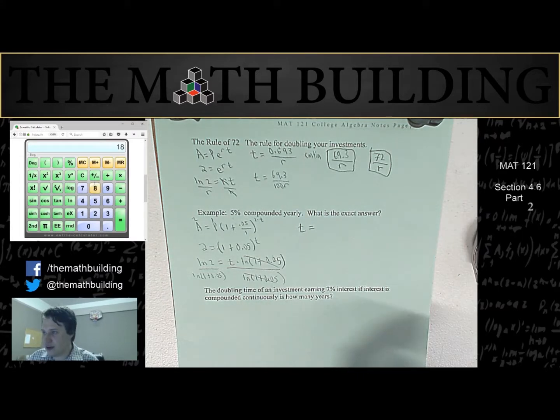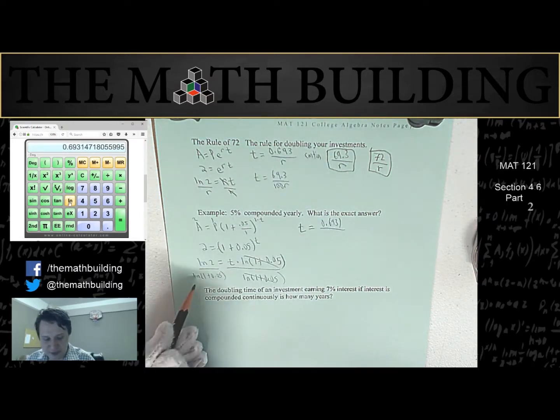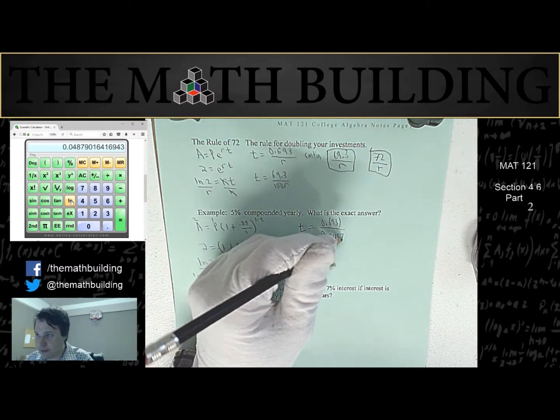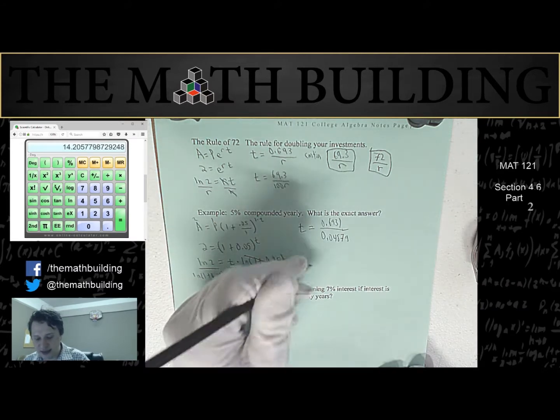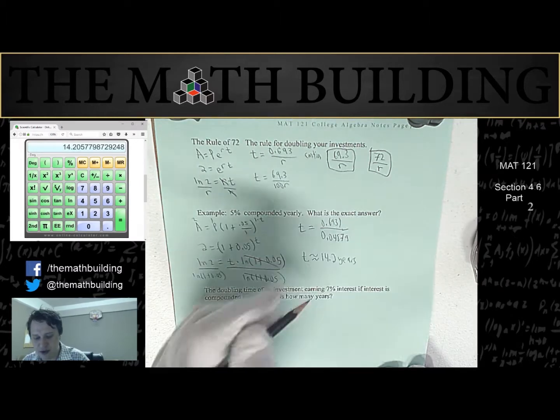T equals, let's do it. The natural log of 2 is 0.6931 divided by, I'm going to do 1 plus 0.05 equals that. Take the natural log, 0.04879. All right, so let's divide 0.6931 by 0.04879. And we get that it'll take approximately 14.2 years to double.